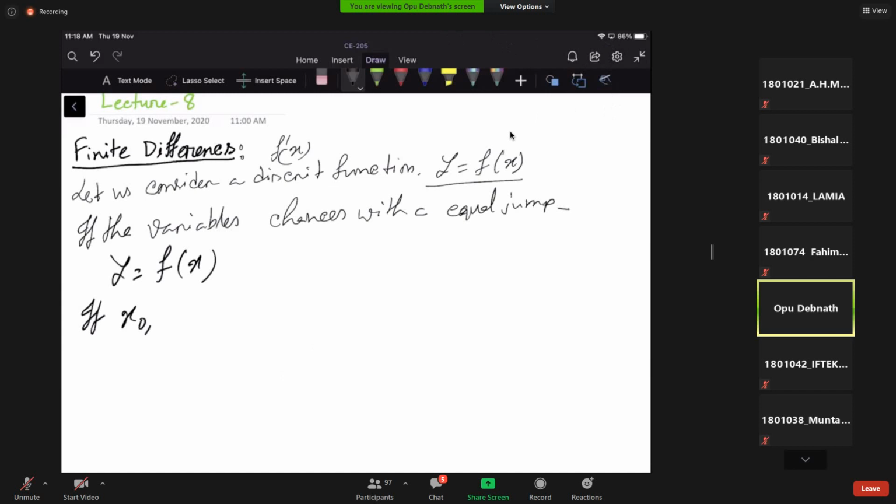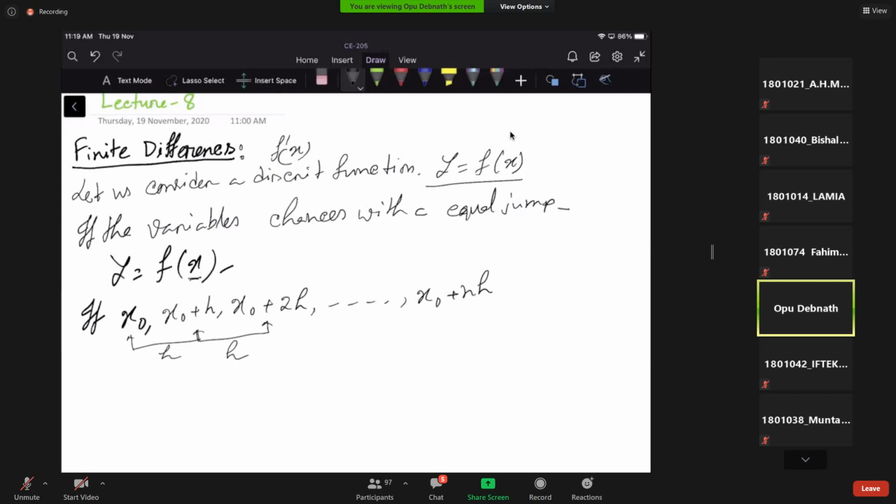So let's start for y is equal to f of x. It's a discrete function. For this discrete function, the independent variable x varies in such a manner that the first point is x0, the second is x0 plus h, then the next one is x0 plus 2h, and so on up to x0 plus nh. So there are n successive values of x, and the difference between any two consecutive values is h, that means an equal jump.